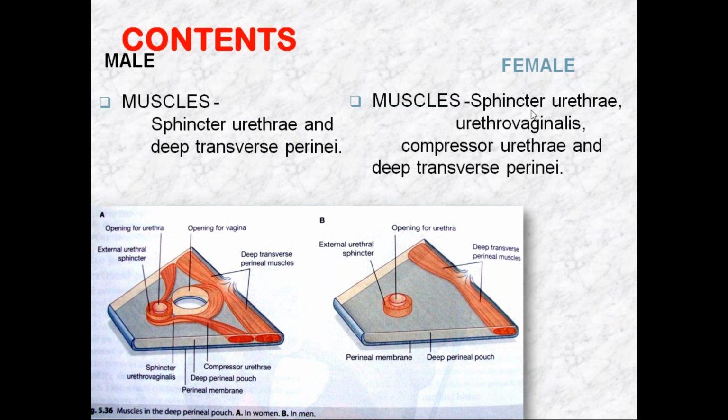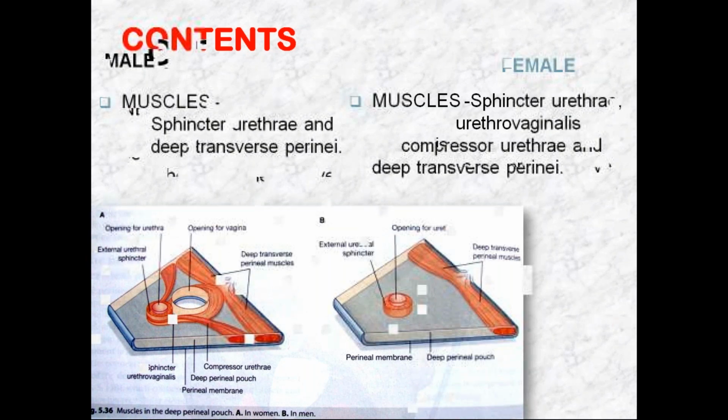In case of female, sphincter urethrae, sphincter urethrovaginalis, compressor urethrae, and deep transverse perineae. So here is compressor urethrae, and here the external sphincter surrounding the urethra. This is the deep transverse perineal muscle, right? Here is sphincter urethrovaginalis muscle, right?